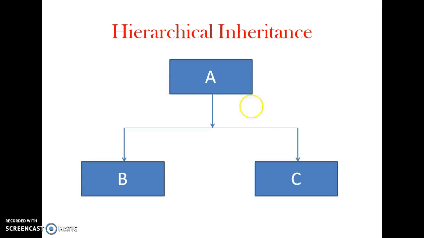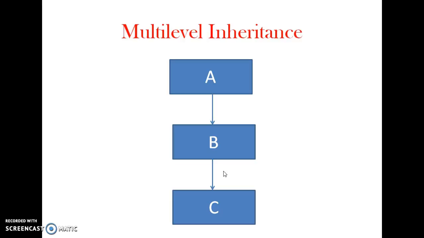Hierarchical inheritance. In hierarchical inheritance, a single base class is used for deriving more than one derived class. Here A is the base class and B and C are the derived classes. Multi-level inheritance. In multi-level inheritance, the inheritance is done at different levels. Here A acts as parent for B, B acts as parent for C. Hence, A is a grandparent for C.